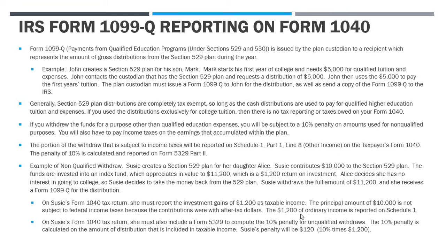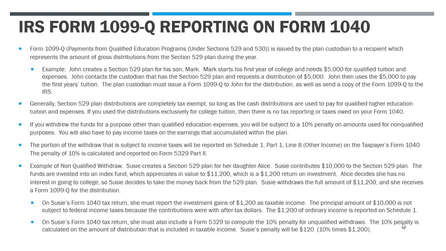Now, the second piece here is the penalty component. So on her Form 1040, she's also got to include a Form 5329 to compute the 10% penalty for the unqualified withdrawal. The 5329 is also used to report early withdrawals from IRAs, so that's where it might be familiar to you. If you had an early IRA withdrawal, you would have to complete 5329 to compute the penalty or a waiver, if you qualified for a waiver. But in this context, she's going to have to add this form to compute the 10% penalty.